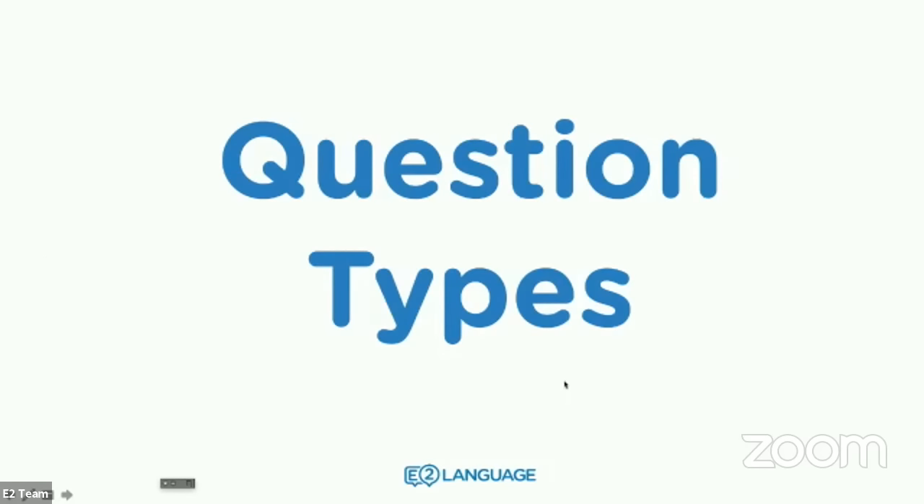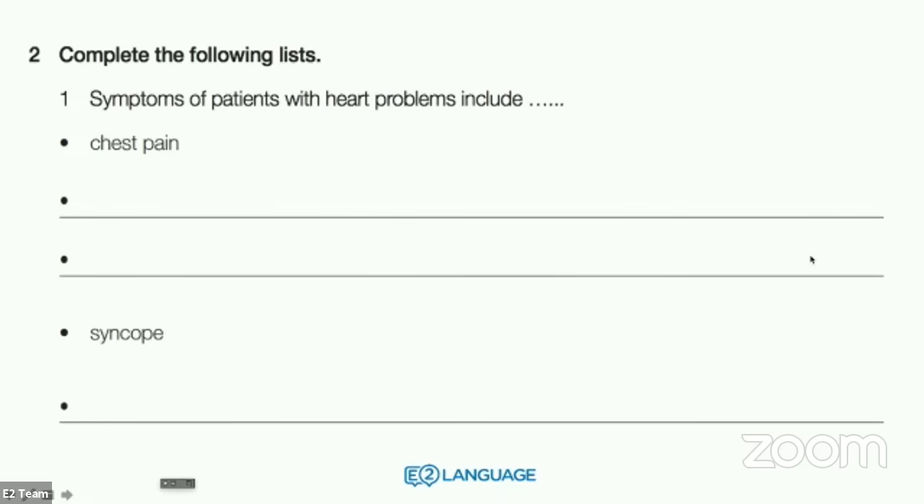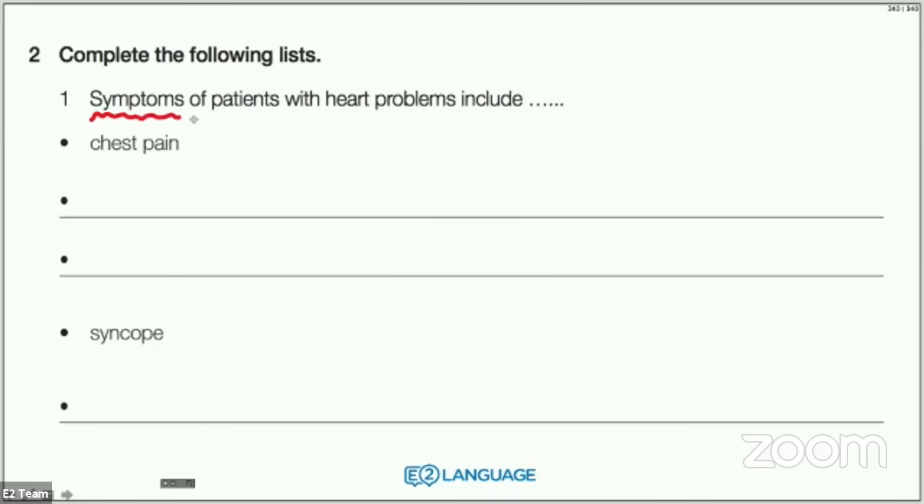Now let's have a look at the different question types you might see on test day. This is worth knowing. The first few that I will show you are called the completion questions, and there are a number of different completion questions. So first of all, there's list completion. You might see something like this on test day. It says, complete the following lists. Symptoms of patients with heart problems include, and you can see chest pain, you can see 2 blanks, you can see syncope and another blank. So you're going to be writing down symptoms as the speaker says them, and you'll be writing them into here.